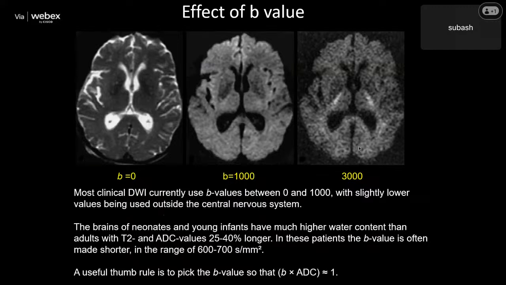When you take a b factor of 3000, you can still see the images. As you increase the b factor, you improve the contrast mechanism, but you are also losing signal to noise ratio. So when b is 3000, you can see the picture is very grainy. That means the signal to noise ratio is much lower than the other two images.